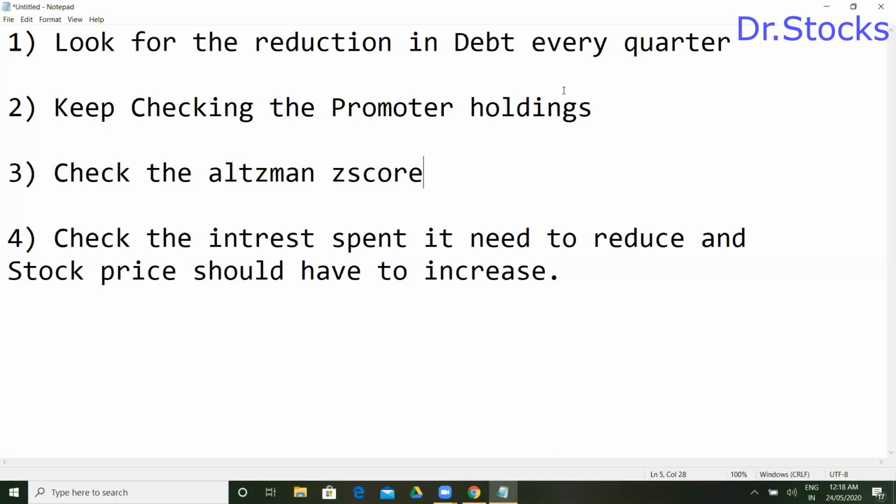And again, the Altman Z-score is very low, very close to 1.6 or 1.7. That needs to be improved in the upcoming year. Once they clear the debt, this will automatically become a moot point.